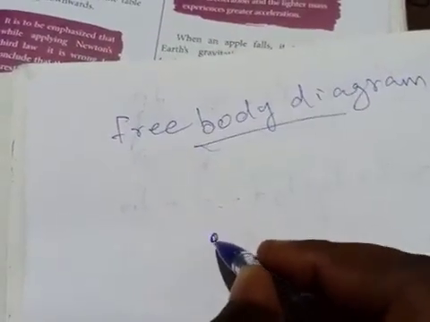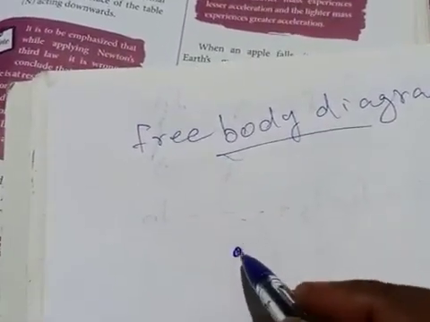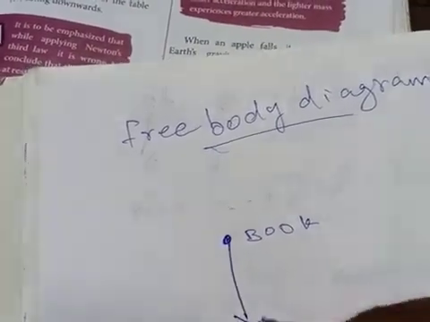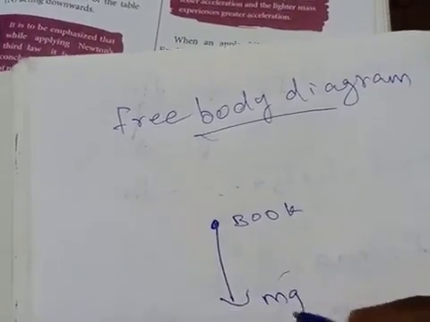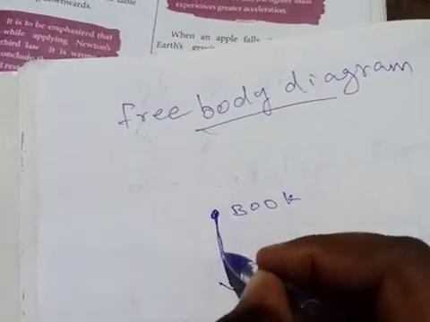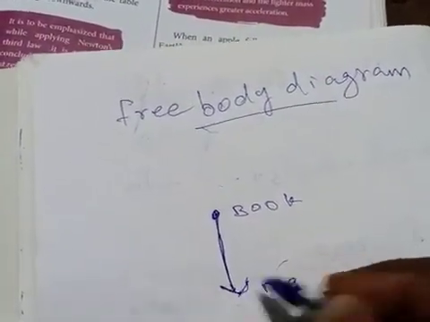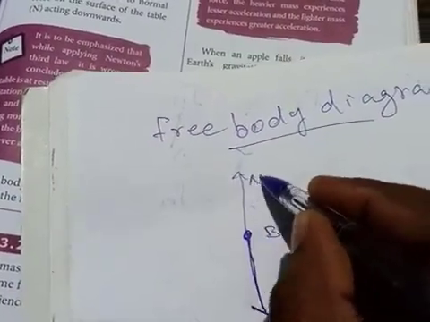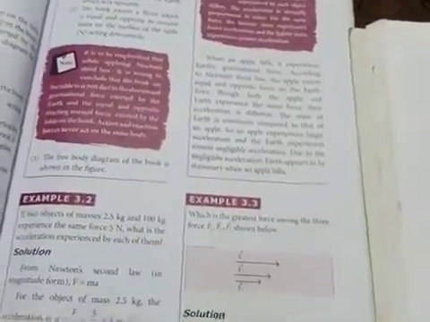This is a book. So on this book, downward acting is the gravitational force. Weight is acting downward, mg. W is equal to mg, and upward acting is the normal force. So this is how you draw a free body diagram. Then I'll show you some examples.